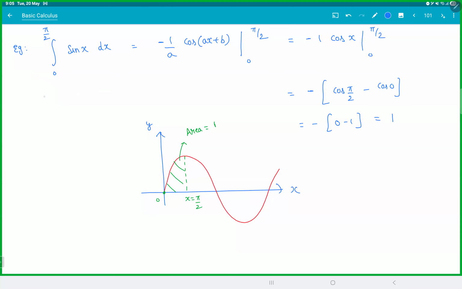In case you're wondering, let me just show you. So the general formula was this: sin(ax+b) dx. If you compare this, you have 1 in place of a and 0 in place of b. Put it in the formula and you're done.